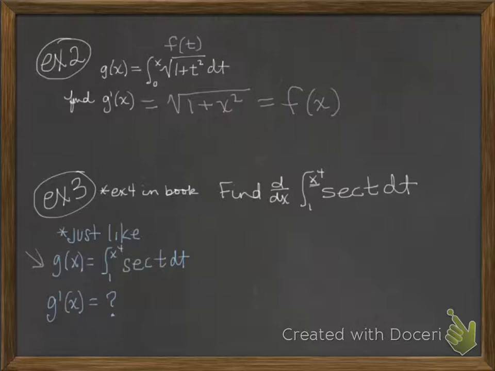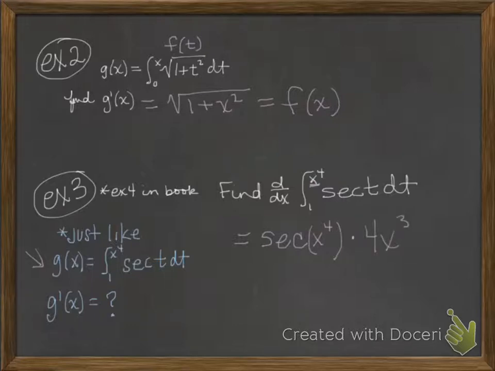So, in conjunction with the FTC1, we're going to have to use chain rule. So the derivative of this function is going to look just like plugging the x to the 4th in, but then we need to make sure to take the derivative of the x to the 4th as well. So g prime of x, or this derivative, equals [the function with x to the 4th plugged in] times the derivative of x to the 4th. So basically, that's what you do.